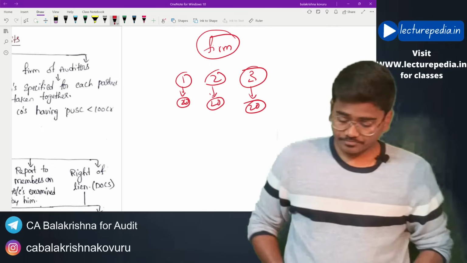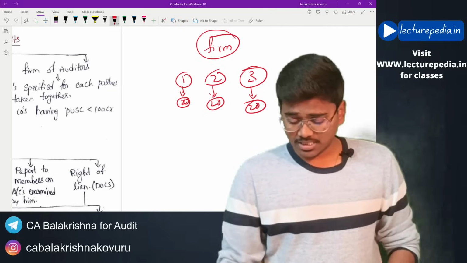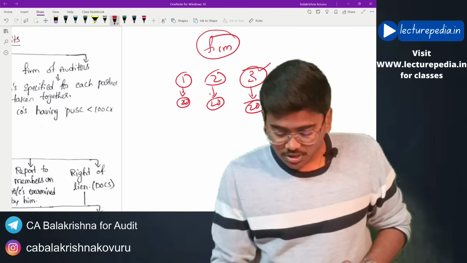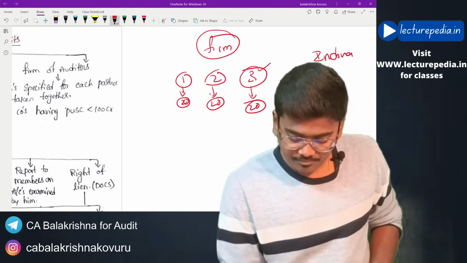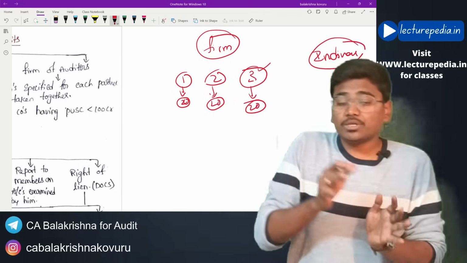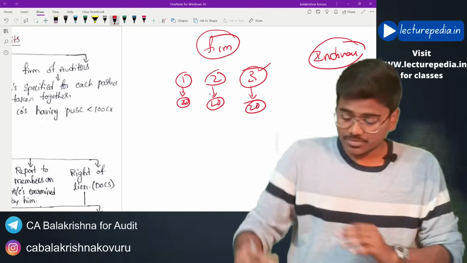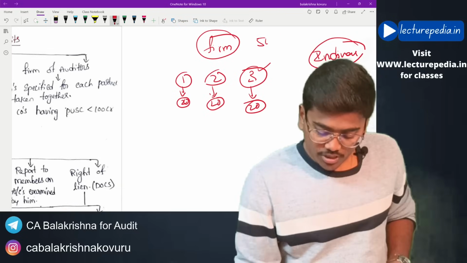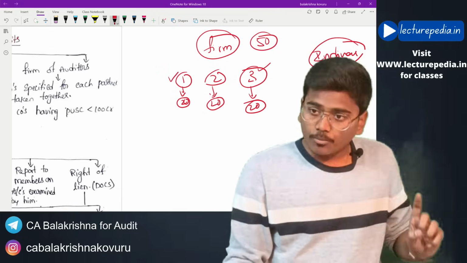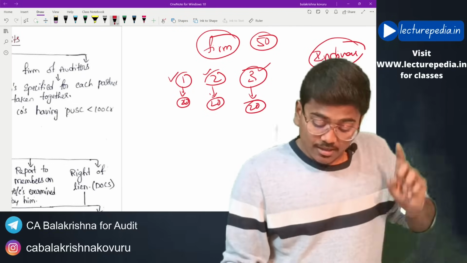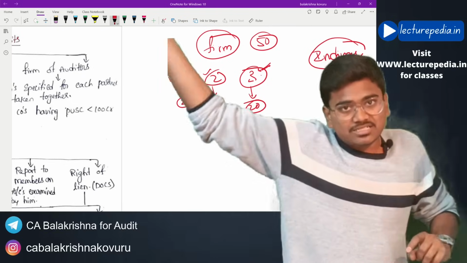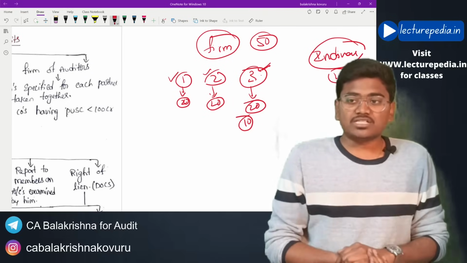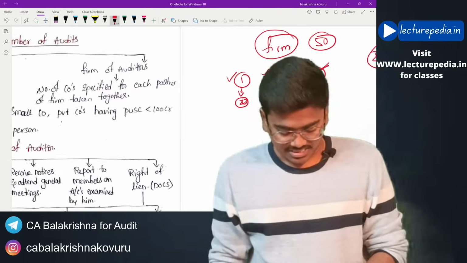Now let's say this third partner has signed some 10 audit reports in his individual capacity, not in the capacity of the firm. In that case, the firm will be eligible for 50 audits only. For partner 1, 20, partner 2, 20. For partner 3, since he has already utilized 10, only 10 will be balance and only 10 will be included for this firm. This is how you need to consider.